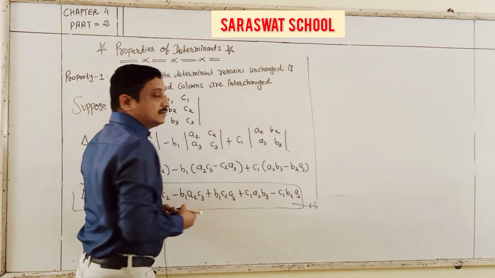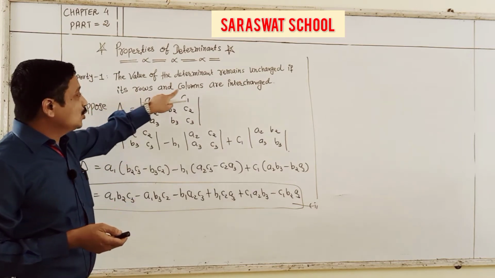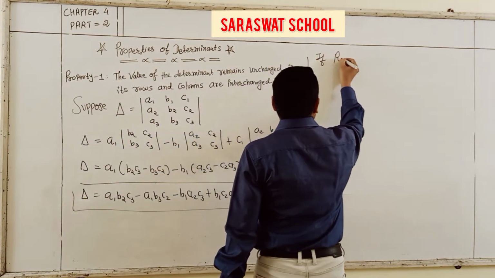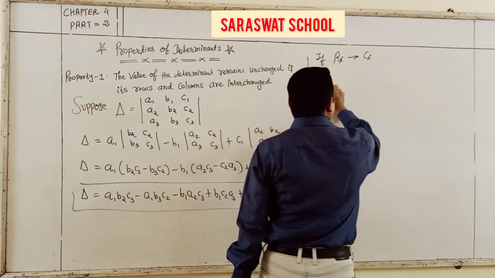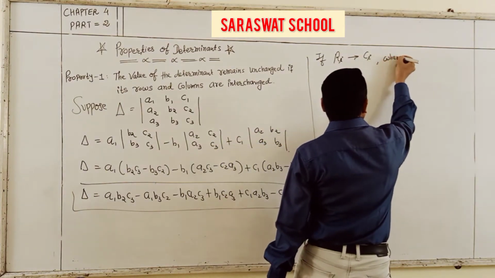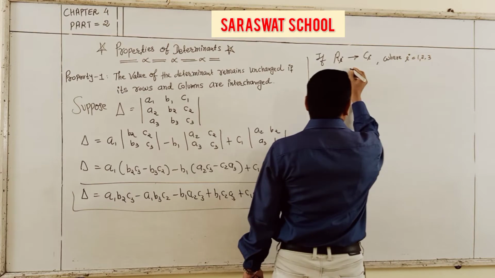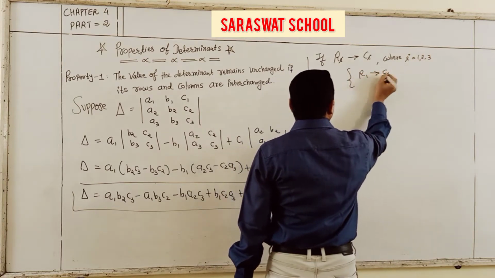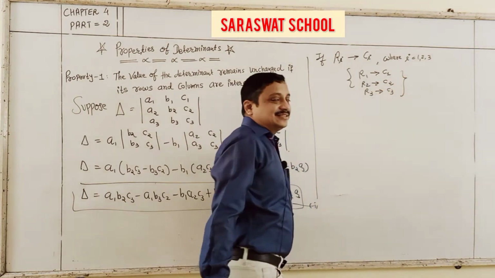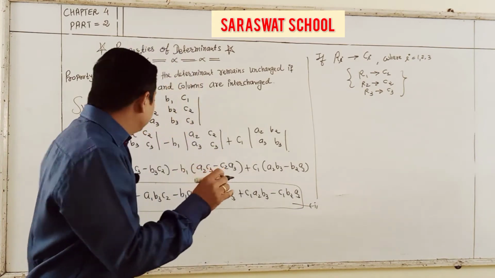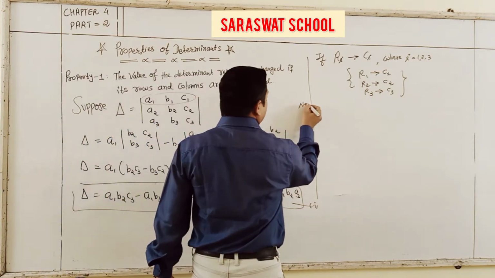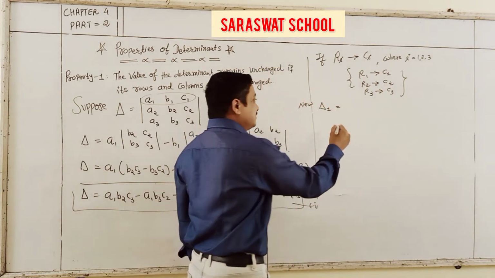Now I will operate so that the corresponding rows and columns are interchanged. So Ri tends to Ci, students. Ri means all rows converting into columns, where i becomes 1, 2, 3. In short, R1 changes to C1, R2 to C2 and R3 to C3. It means the first row elements, you will write down as the first column. So your new del, del dash or del 1, is the changed determinant.